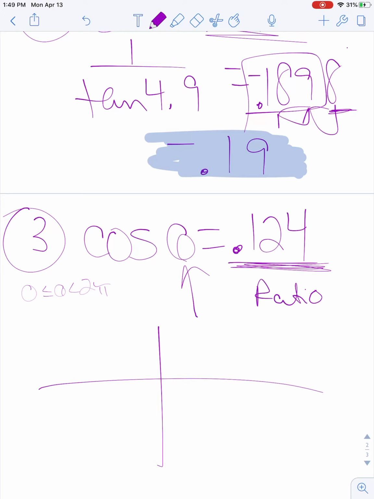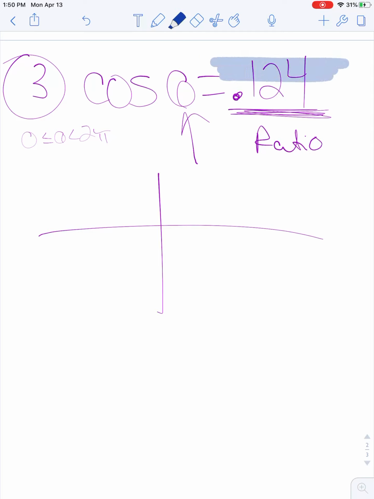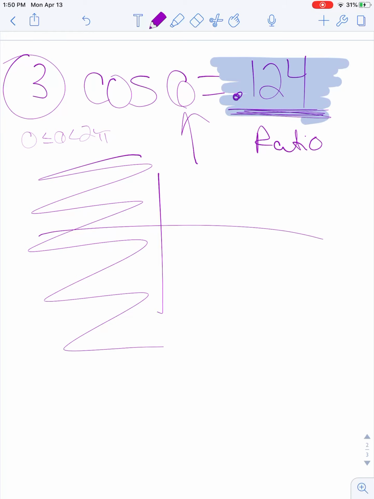So I'm going to draw my picture. I have to always get a reference angle, just like we did with degrees. So I'm going to say, what quadrant am I in if the cosine is positive? This is a positive ratio. So that's my positive quadrants, which for cosine is 1 and 4. So to get my reference angle, I have a cosine button. I'm finding an angle, so I go inverse cosine of 0.124, and that's going to give me my reference angle.